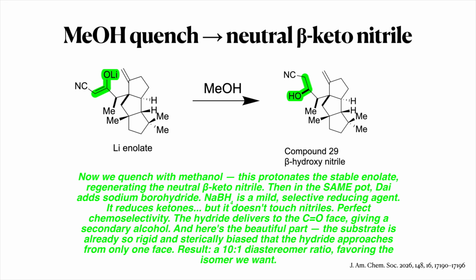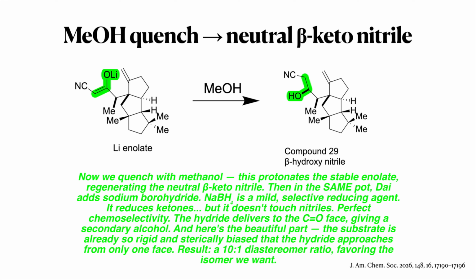Now we quench with methanol. This protonates the stable enolate, regenerating the neutral beta-keto nitrile. Then, in the same pot, Dai adds sodium borohydride. Sodium borohydride is a mild, selective reducing agent. It reduces ketones, but it doesn't touch nitriles. Perfect chemoselectivity. The hydride delivers to the carbonyl face, giving a secondary alcohol.